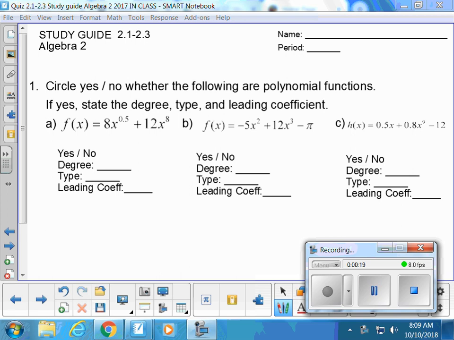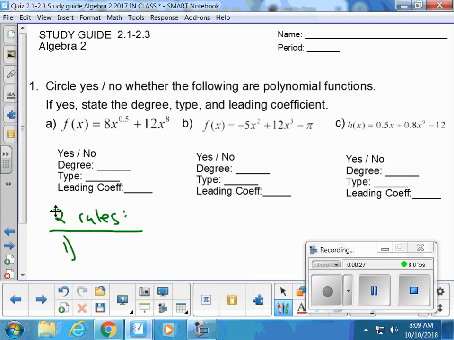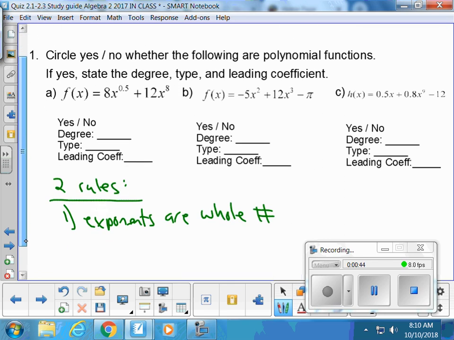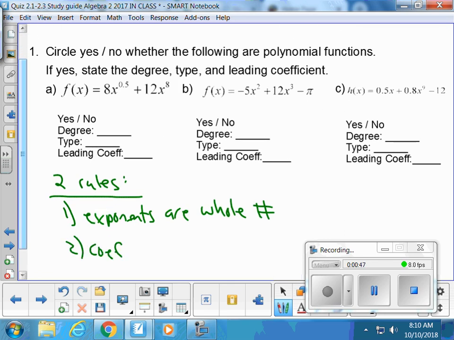Okay, number 1. Circle yes or no, whether the following are polynomial functions. I do want to review with people watching the videos the 2 rules of polynomial functions. Rule 1, the exponents have to be whole numbers. And whole numbers are the numbers 0, 1, 2, 3. No negatives, no decimals. Rule number 2 of polynomial functions is all coefficients must be real numbers. In general, pretty much everything is a real number except maybe a square root of a negative 4 or something. Coefficients must be real numbers.